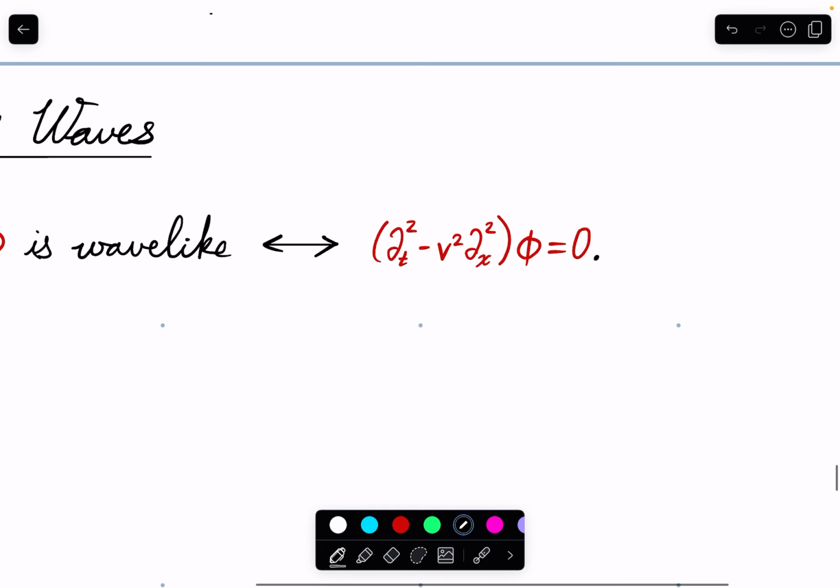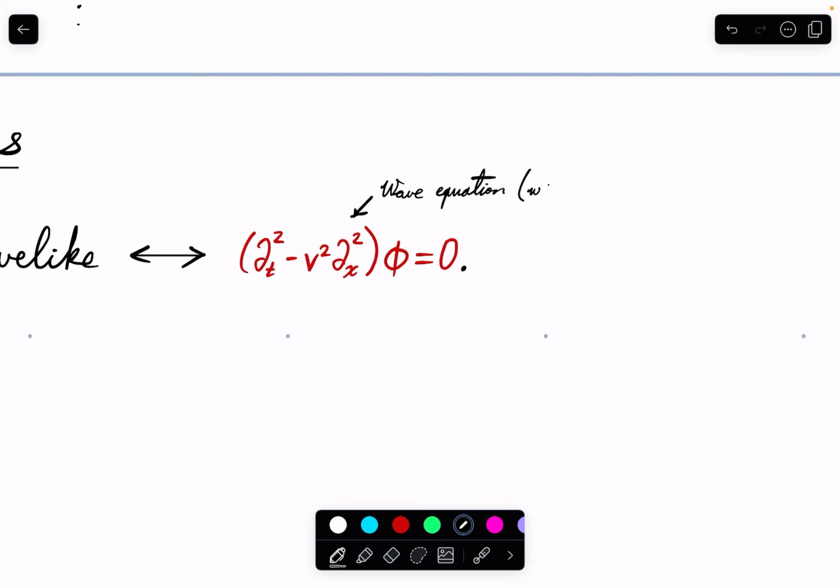So I'll label this right here. This is the wave equation. And specifically, we'll see what this means later, but it's without dispersion. This is the wave equation without dispersion.